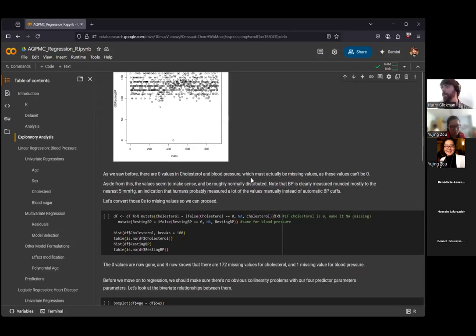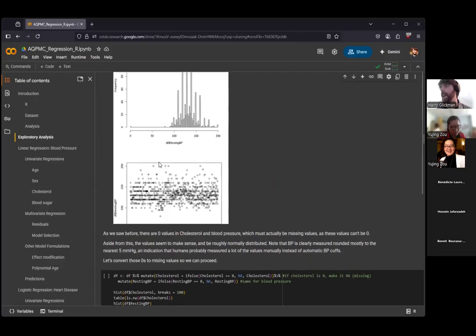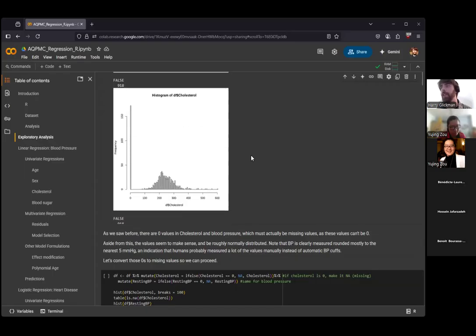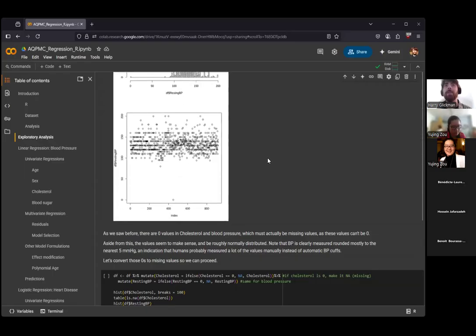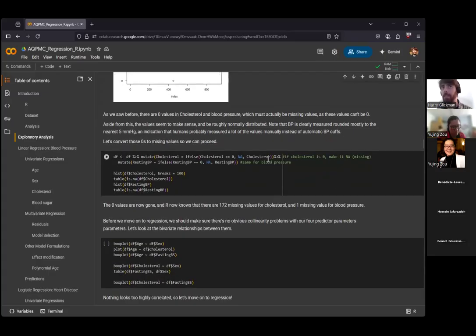Right. So those zeros in cholesterol, and there's actually one person in blood pressure that has a zero. It's just one person, but there's a lot of them for cholesterol. We need to replace those with missing values so that R knows that these are not zeros, and when it's trying to fit the regression models, it's not trying to fit these zeros. We need to tell it that these values don't exist. So we're going to do that.